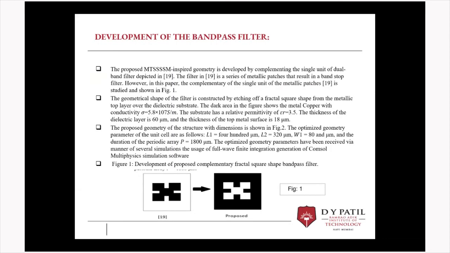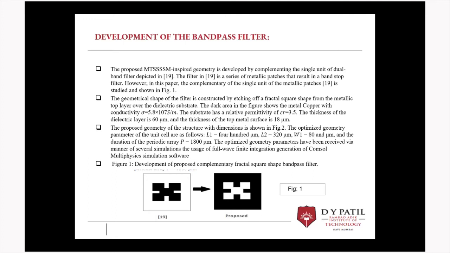So next is the development of the bandpass filter. Figure number 1 illustrates the development of the proposed complementary fractal square shape bandpass filter. This is the fractal square patch metallic filter. The dark area in the figure shows a metal, copper, with a conductivity of 5.8 times 10 to the 7 siemens per meter, a relative permittivity epsilon r of 3.5, a dielectric layer thickness of 60 micrometers, and a top metallic surface thickness of 80 micrometers.